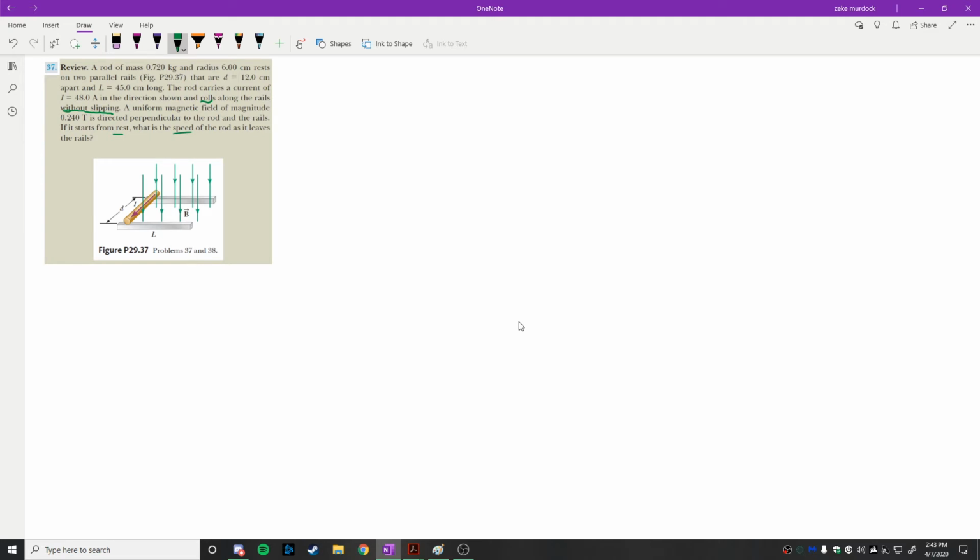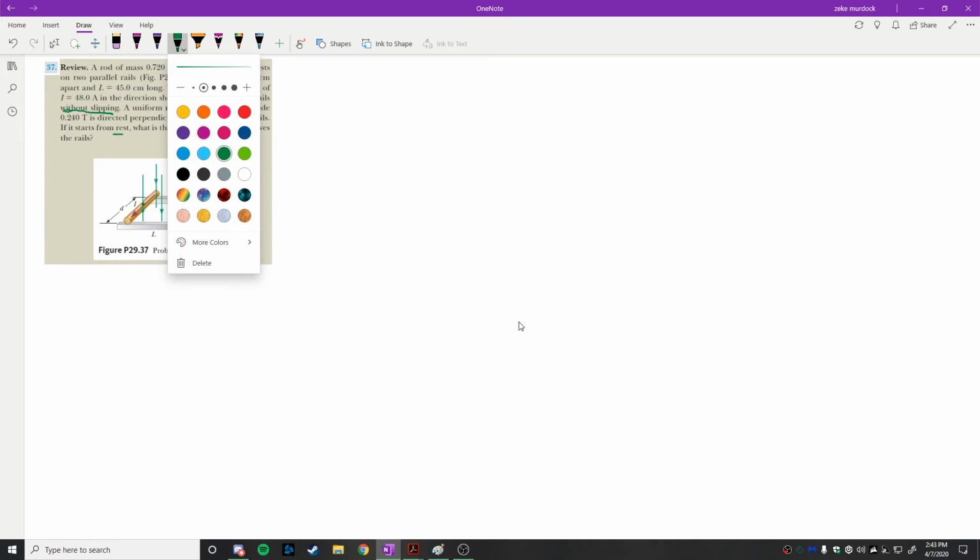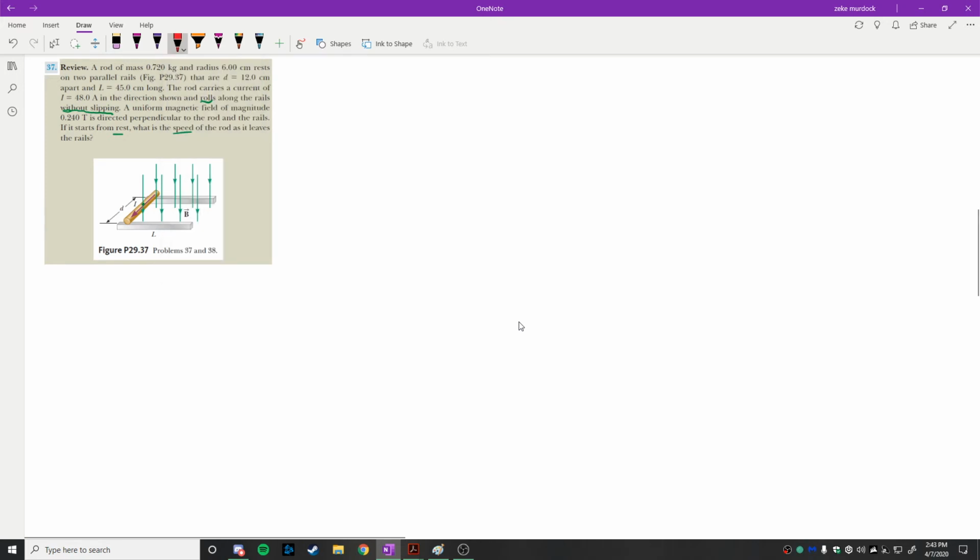Okay. This is effectively a mechanics problem, but what's being described here, if you use the right-hand rule, can you guys tell me what's the direction of the force acting on this rod right here? If you use the right-hand rule, what's the direction of the force acting on that rod?